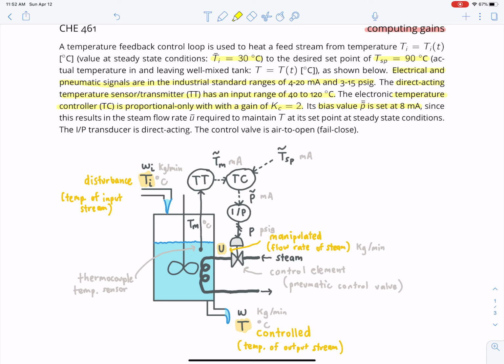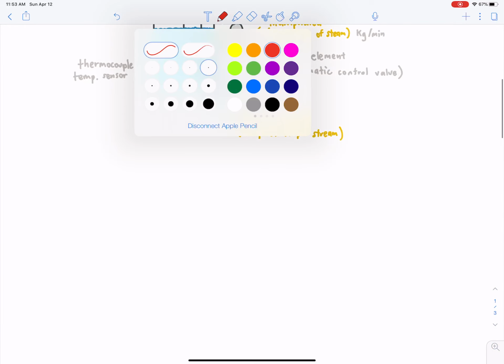And this is the value of P tilde such that we can maintain the set point at steady state conditions. So this results in the steam flow rate required to maintain the temperature at a set point at steady state conditions, okay? Also, the current to pressure transducer is direct acting, okay? So what that means is if we bump up the controller output, then the pneumatic signal will bump up as well, all right? Finally, the control valve is air to open, i.e. when it fails, it will close. So all of these are details that we need to account for below, okay? And we'll scroll up a bit too, so you don't have to memorize them.